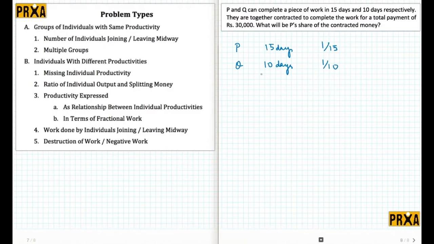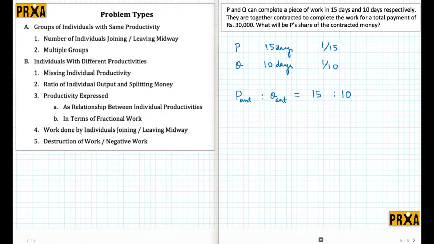Now what should that ratio be? For a lot of students, I have found that what they would say is that the amount of money P must get, P's amount to Q's amount, should be in the ratio 15 is to 10, which is the number of days that P takes to finish the job and the number of days that Q takes to finish the job. But is it right? Look at what the problem here is.